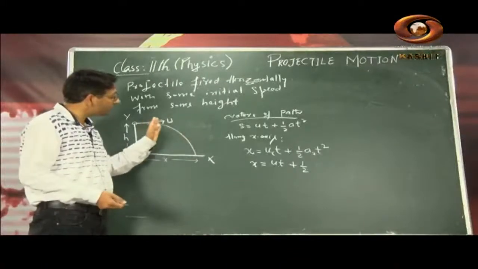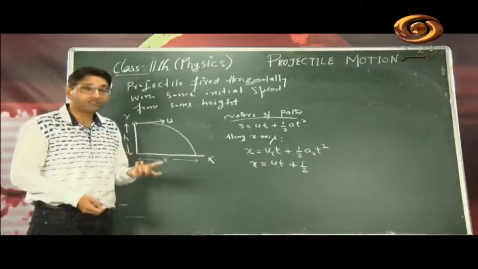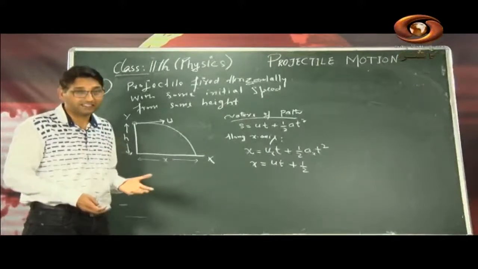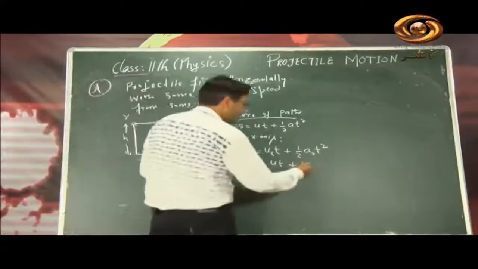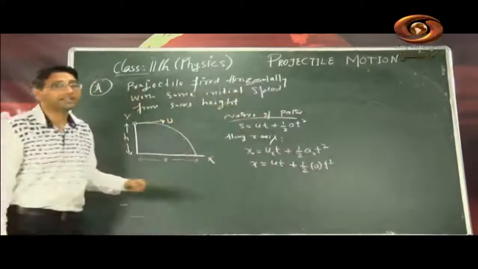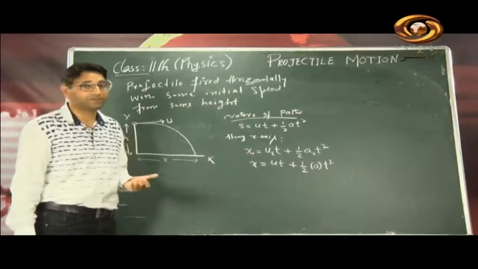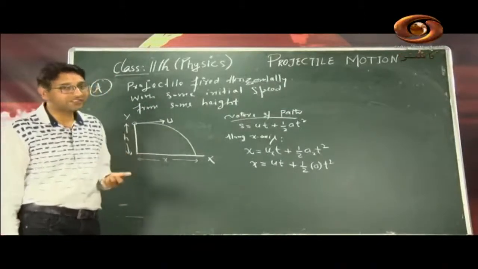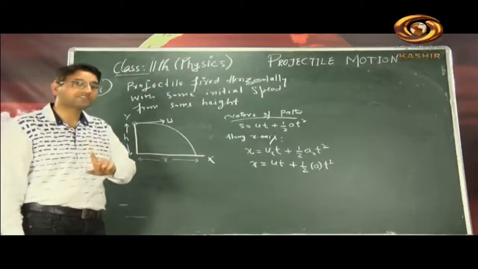Okay, so if it remains the same throughout the journey, the acceleration becomes 0. So there is no acceleration along the x-axis. Therefore I can say this is 0, then t square. Why is acceleration 0? Because in the x-axis there is a uniform velocity, and if the velocity is uniform, your acceleration comes out to be 0. There is no acceleration along the x-axis.